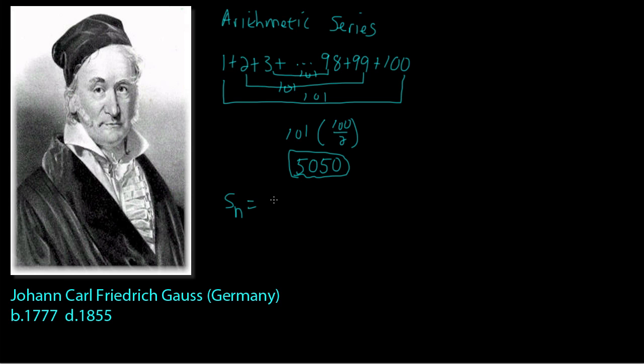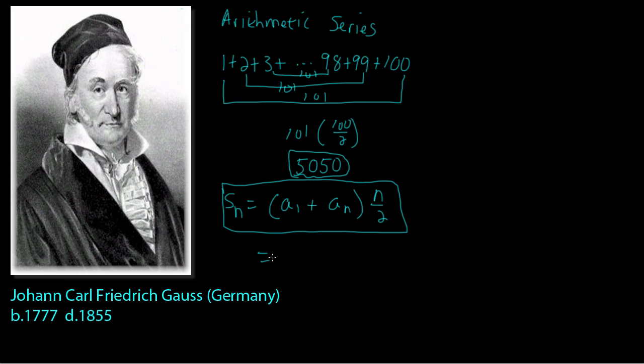The shortcut, or the way to remember, is take the first term, add on the last term, and realize that however many terms you have are going to be paired up, n over 2. So this is the formula that we use for the sum of the first n terms of an arithmetic sequence, or in other words, how to find an arithmetic series.